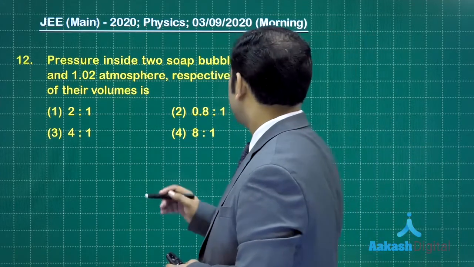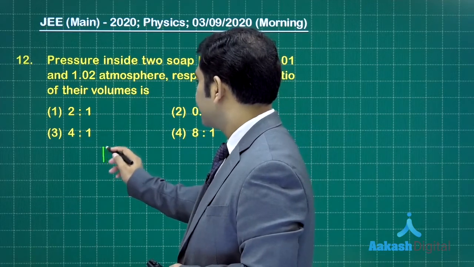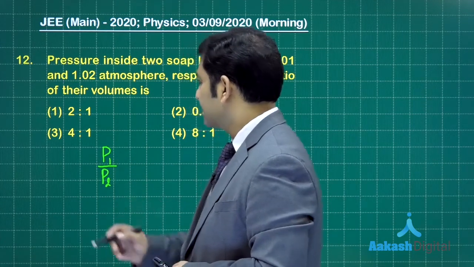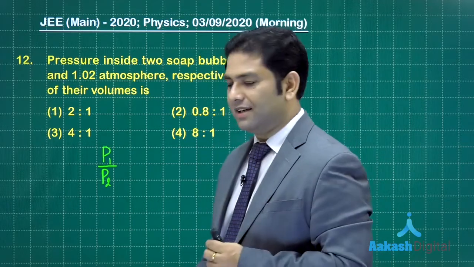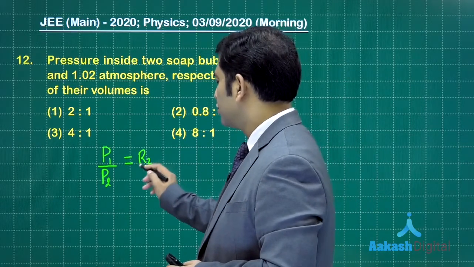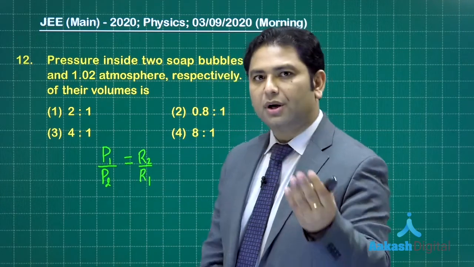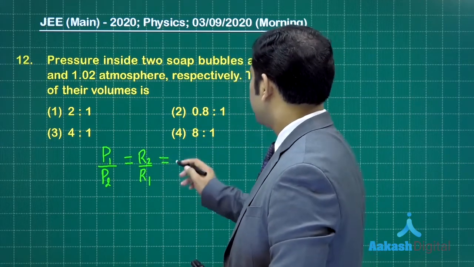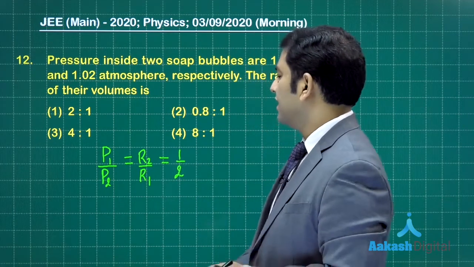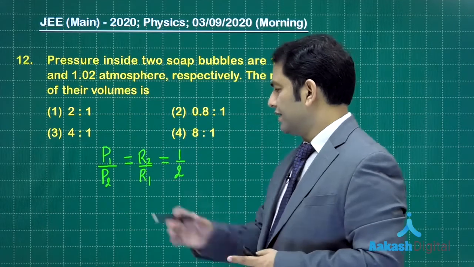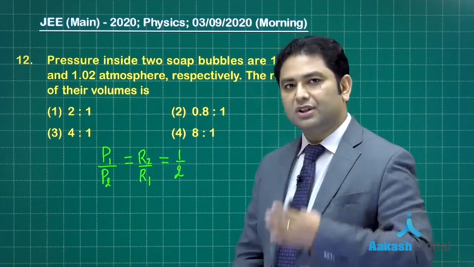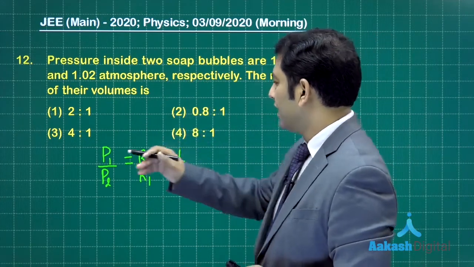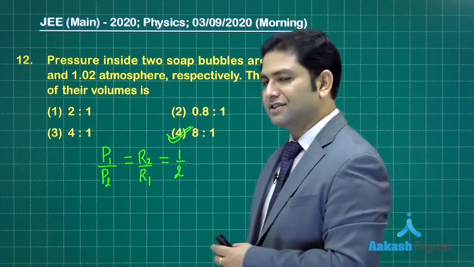So here what I can do is that the value of excess pressure, of course, is P1, let me write, and P2, okay? That is equal to 4T by R. That's a soap bubble. And that is going to be R2 by R1 because it's a soap bubble, so the surface tension would be the same. Now, how much is the excess pressure ratio? That's going to be 1 by 2. That's all. The radii ratio, that's there, 1:2 when we talk about R2 by R1. So the volume ratio, V2 by V1 would be 1 by 8. But the question had asked about the volume of 1 to volume of 2. So that's going to be 8:1, right?